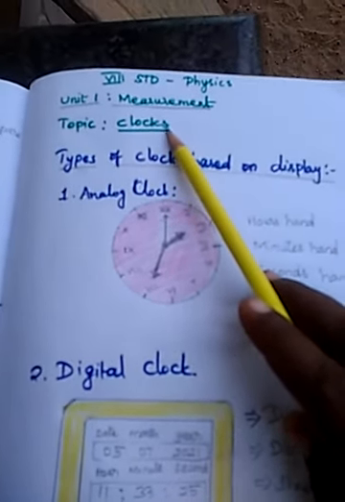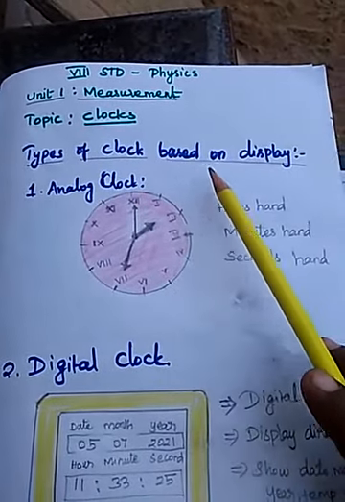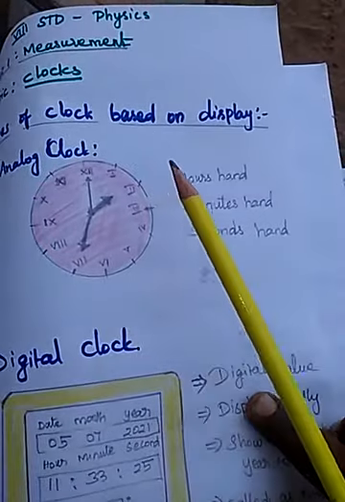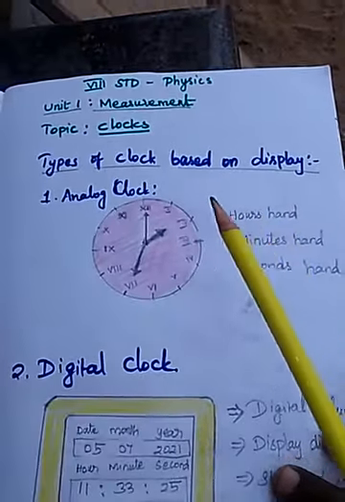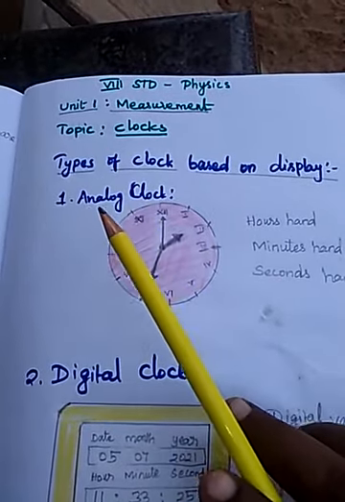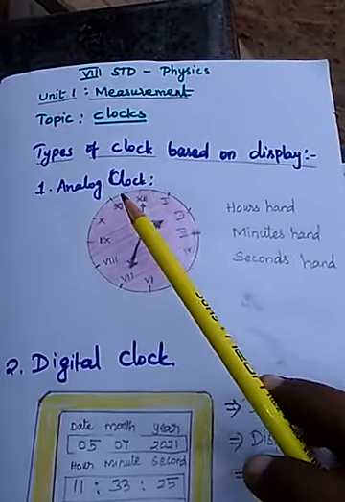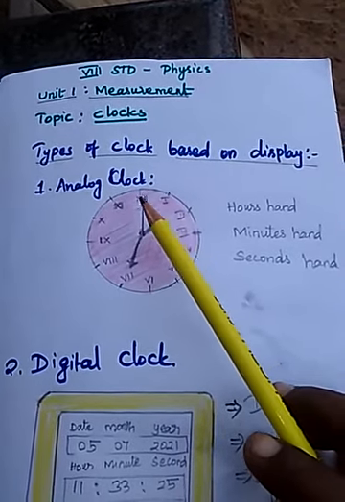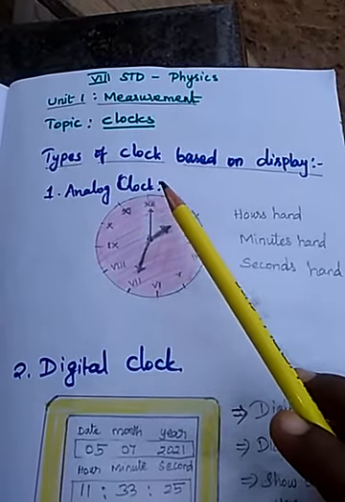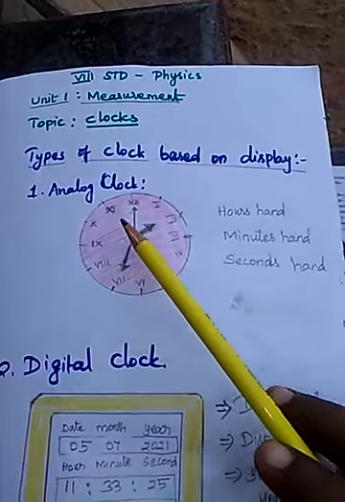Okay, here we see types of clock based on display. First, based on display, we have two types: analog clock and digital clock. First, the analog clock. What is an analog clock? Yes, an analog clock is a tool for reading the time.